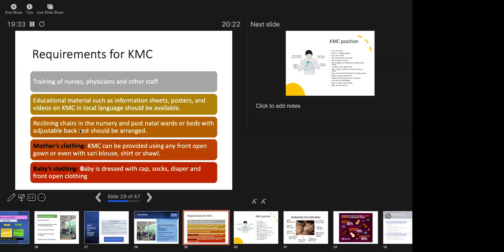And a basic requirement for KMC is that you should have a reclining chair in the nursery and in the postnatal wards, or the bed should have an adjustable backrest.